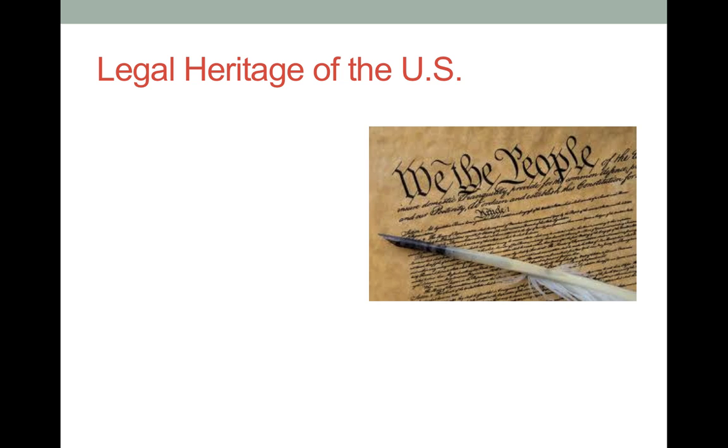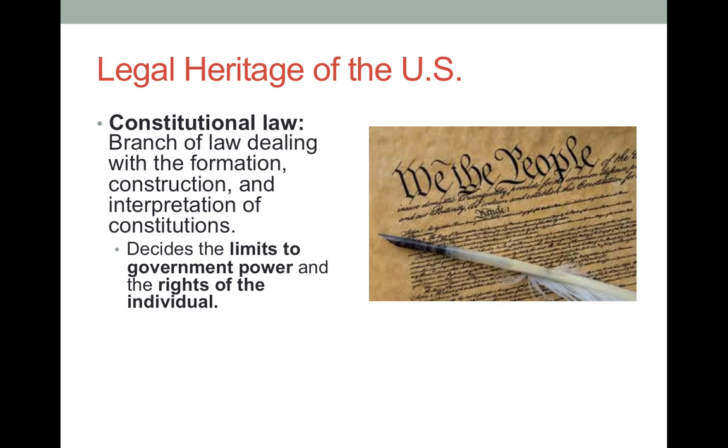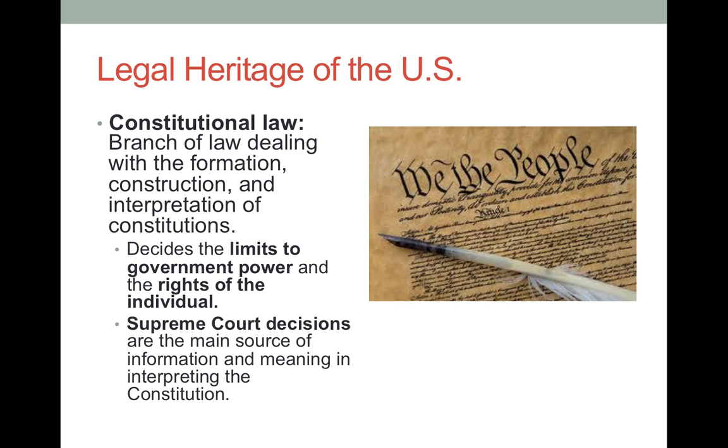So what is the legal heritage of the United States? Constitutional law is a branch of law dealing with formation, construction, and interpretation of constitutions. It decides the limits to government power and the rights of the individual. And this is a separate branch of law. Supreme Court decisions are the main source of information and meaning in the interpretation of the Constitution.